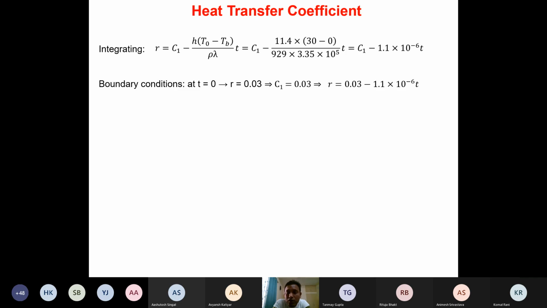Now find out how much time will be required for changing the volume of the ice ball by 40%, by reducing the volume of the ice ball by 40%. Find out the time.